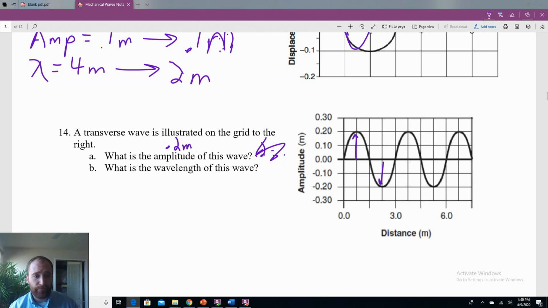That's the amplitude. What is the wavelength? So again, I just trace with my finger. I start here, I go all the way up, all the way down, back to where I started. Looks like that happens in 3 meters. Cool. That's it. Just kind of reading it.